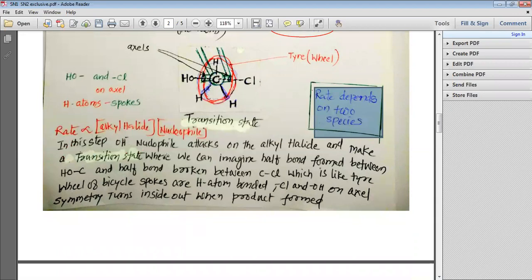In this step, OH minus, that is the nucleophile, attacks the alkyl halide and makes a transition state where we can imagine half bond formed between OH and C and half bond broken between C and Cl, which is like the wheel of a bicycle. Spokes are H atoms bonded, and Cl and OH are on the axle. Symmetry turns inside out when the product is formed.